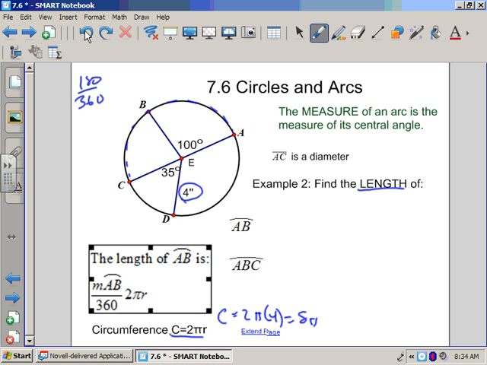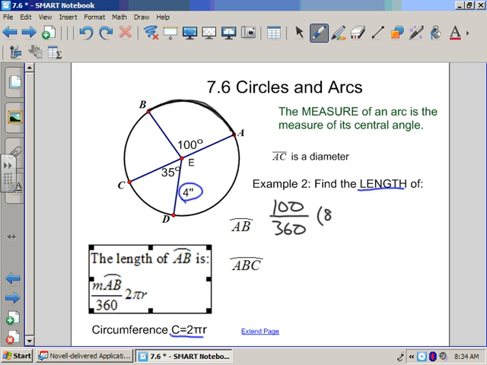I'm going to do the same thing here for trying to find the length of arc AB. This is a portion of that entire 8 pi. It's how much of the proportion is it? Well, it's 100 out of the 360 degrees times the circumference of the circle, which is 8 pi.